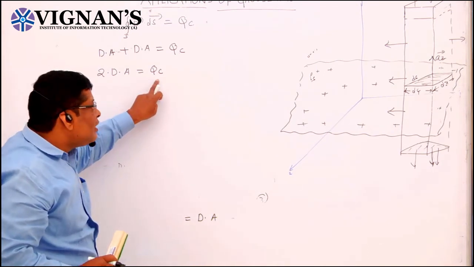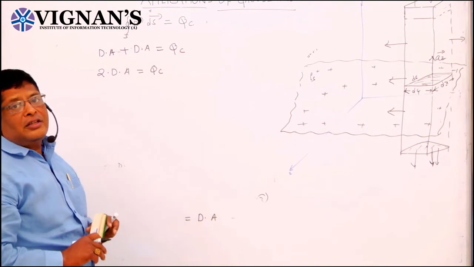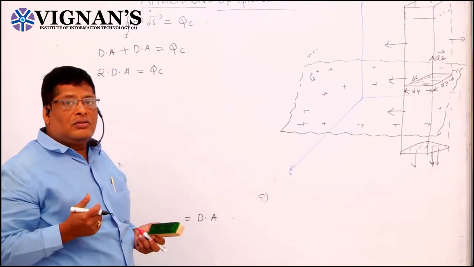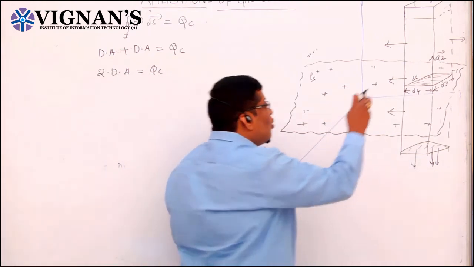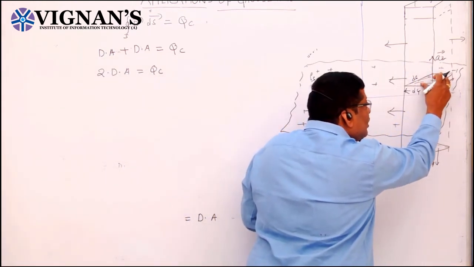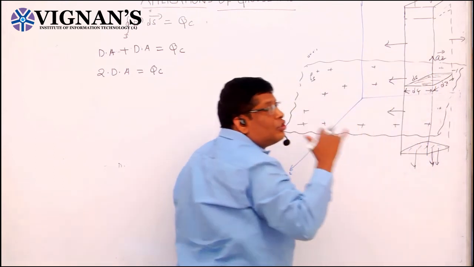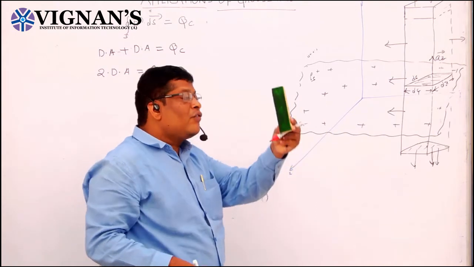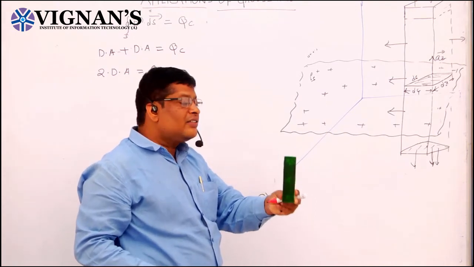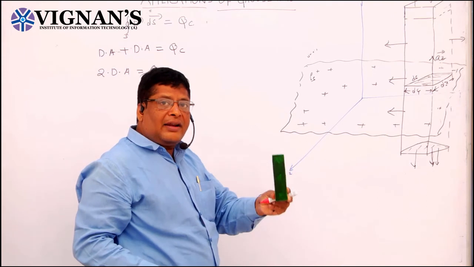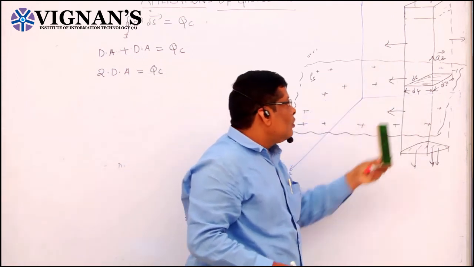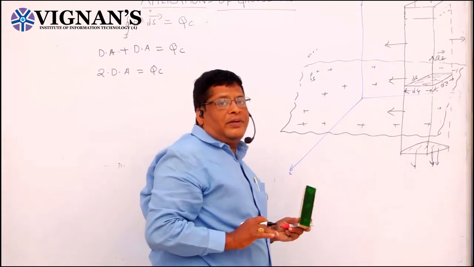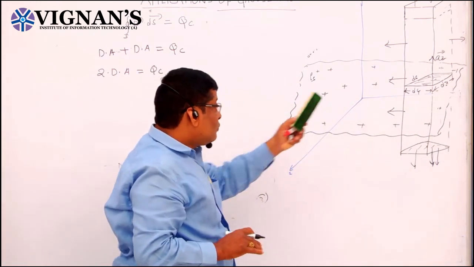What is Qc here? Qc is nothing but the charge enclosed by the Gaussian surface. How much charge is enclosed means how much charge is there only in this area. The total sheet is there, but you have taken only the Gaussian surface as a rectangle in this manner. So how much charge is there in this area? That charge enclosed by the Gaussian surface, we are calculating.